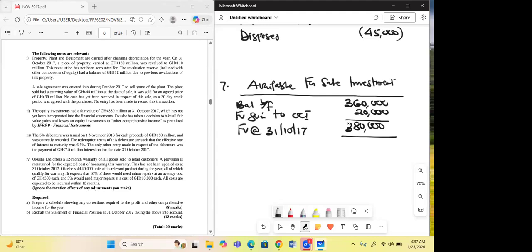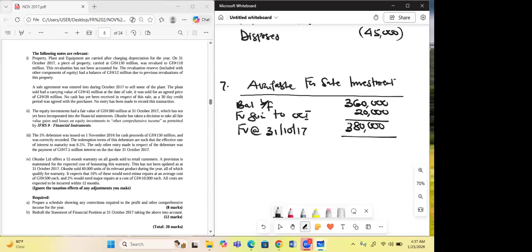The 5% debenture was issued on 1st November 2016 for cash proceeds of 150 million and was correctly recorded. The redemption terms of this debenture are such that the effective rate of interest to maturity was 6.5%. The only entry made in respect of this debenture was the payment of 7.5 million due on that date.